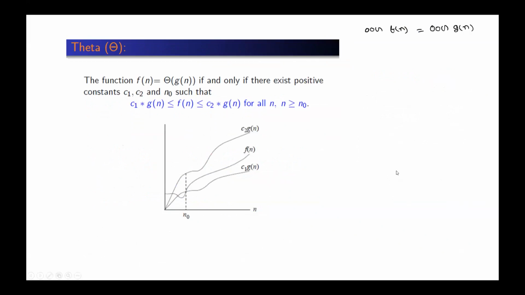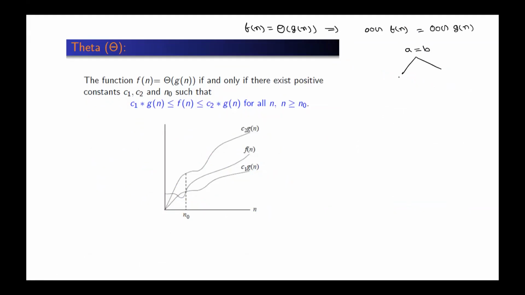Okay. So f of n is theta of g of n. That implies order of growth of f of n is same as order of growth of g of n. Now, how to show that order of growth of f of n is same as order of growth of g of n? Or let me put it another way: how to show that a equal to b?